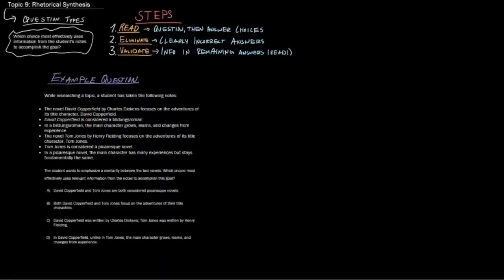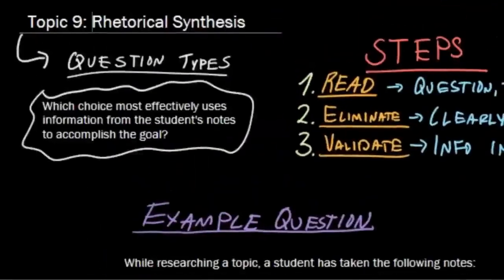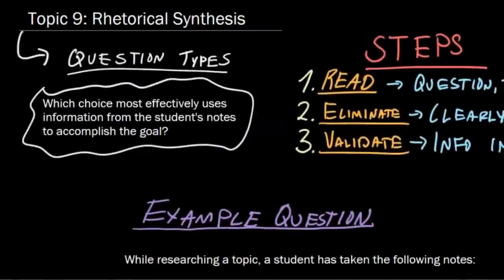All right, now we move on to topic 9, rhetorical synthesis. So this seems like a lot. Rhetorical synthesis sounds like a complicated topic, but it's really not. Any time they ask you a question like this, it's going to say, which choice most effectively uses info from the student's notes to accomplish the goal?